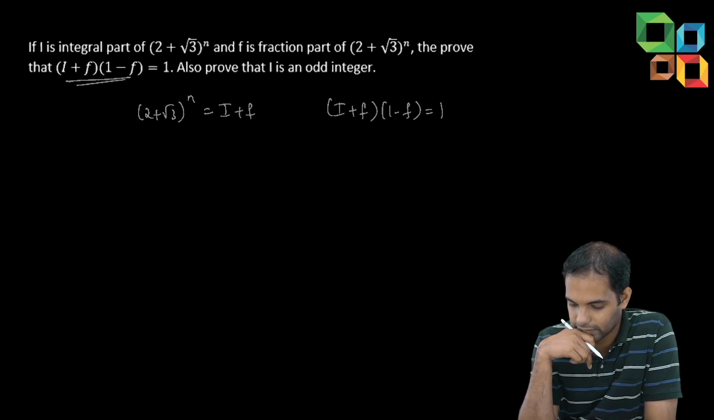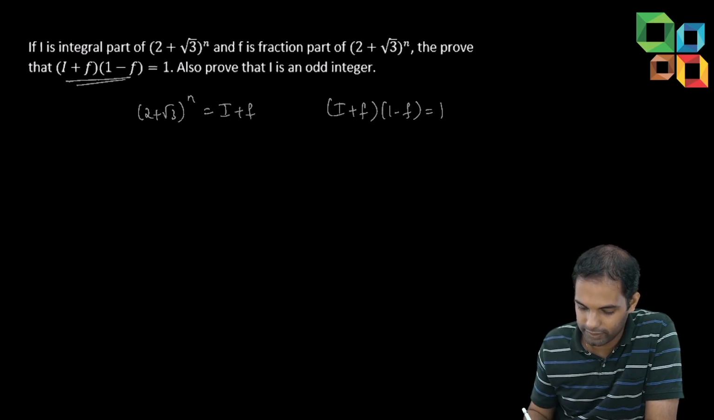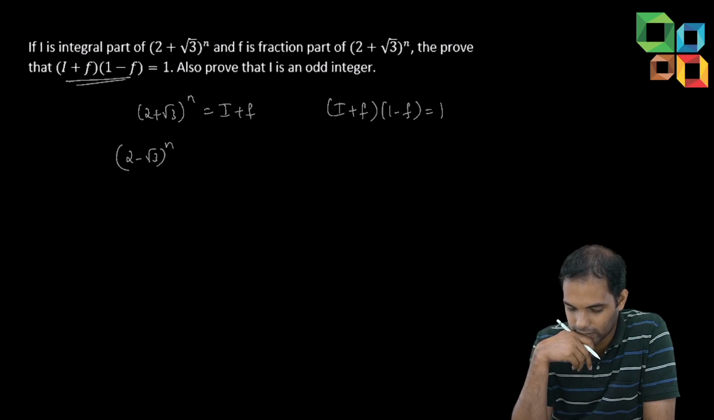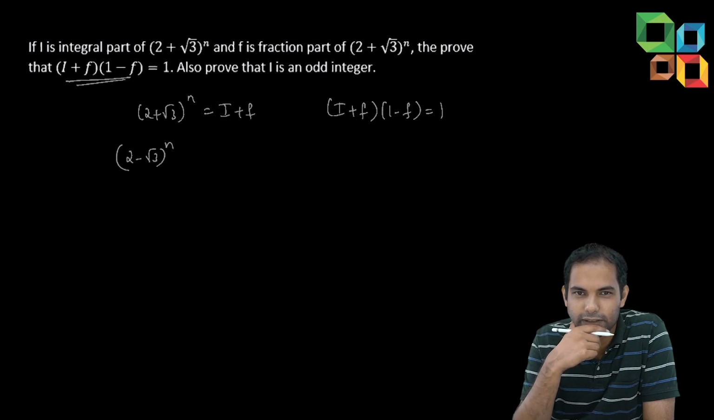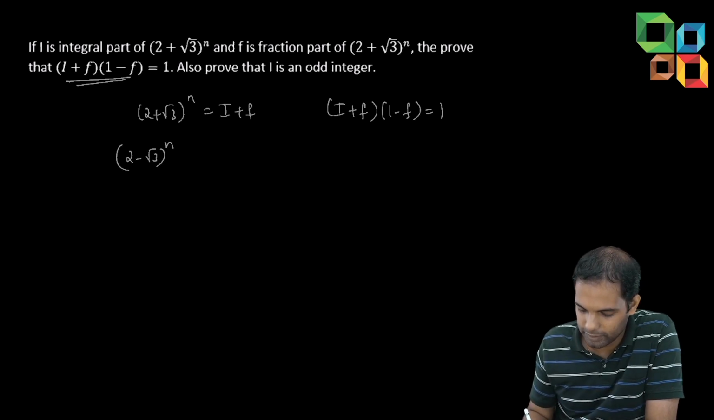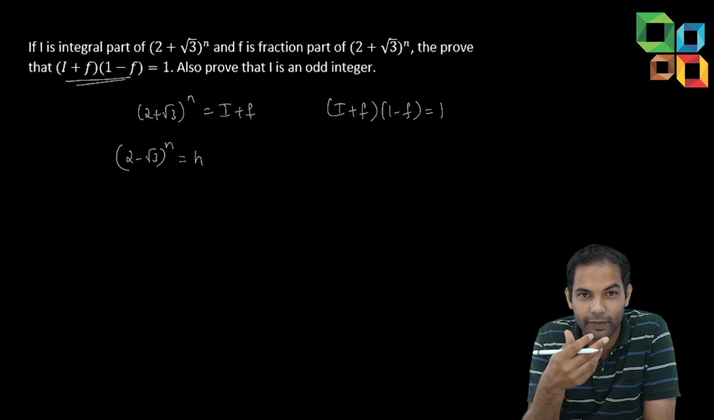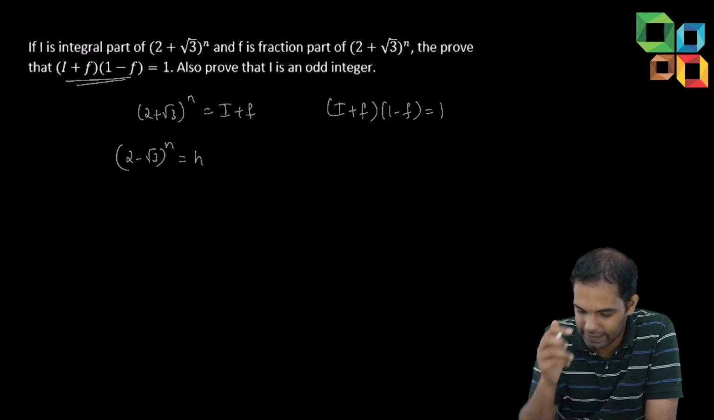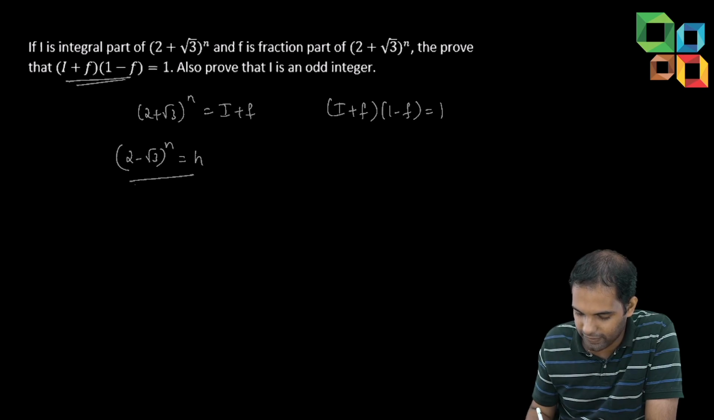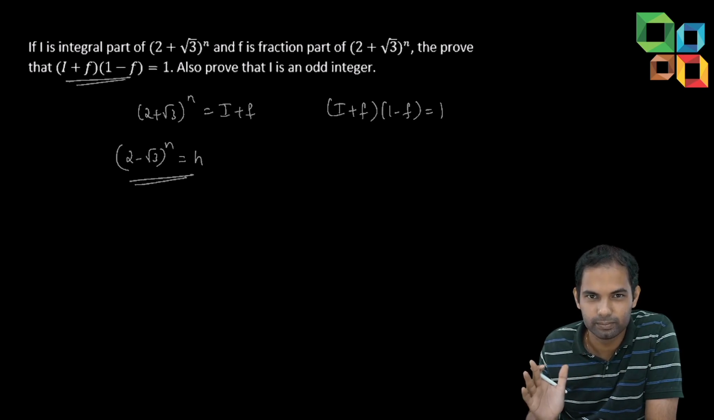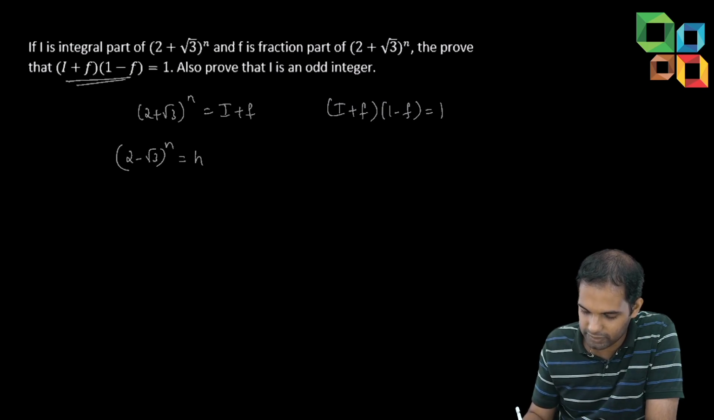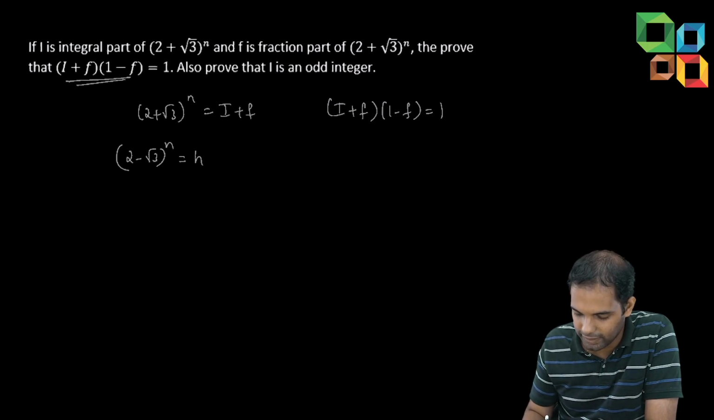The whole thing lies in figuring out what is 2 minus root 3 whole power n. Let me tell you why. What is 2 minus root 3? Isn't it a number between 0 and 1? Suppose this is a number between 0 and 1, let me take this as some h. Even if I raise it to the power of n, it will remain a number between 0 and 1. That means if I write this as some integer and fractional part, there won't be any integer part. It will be 0. All that remains is the fractional part, which is equal to h.